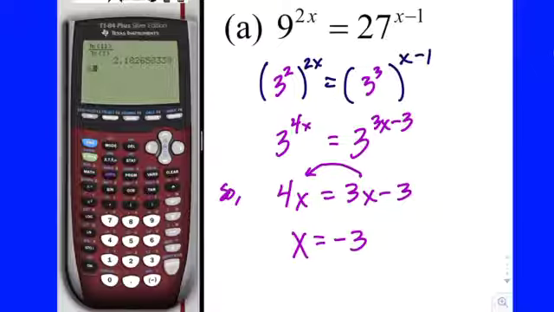We can check, right? You can trust your method, that's great, but it's kind of good to check. So let's go ahead and check with the calculator, or just your calculator, whatever you want to call it. And here's an easy way to do it.